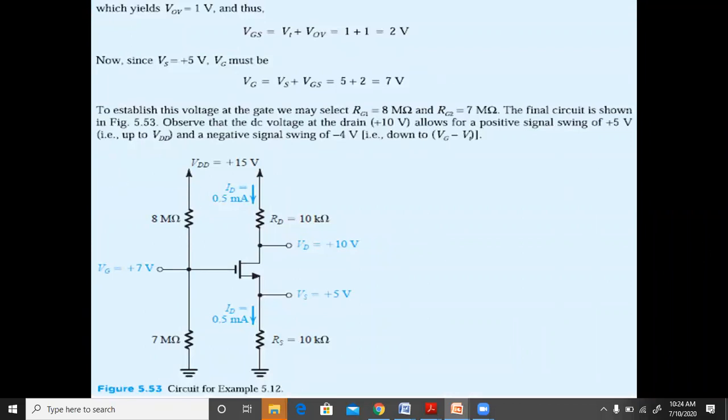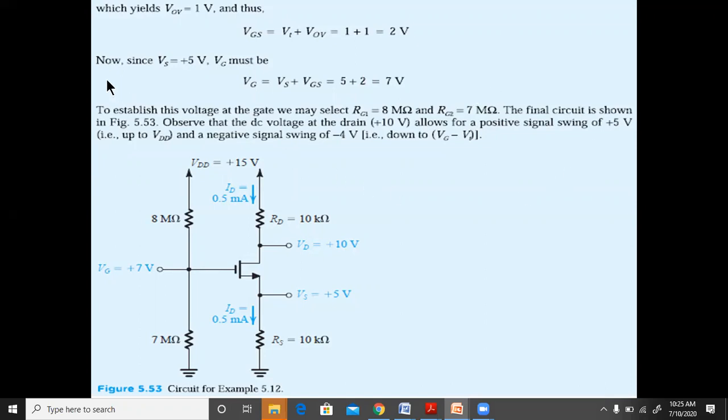And we know that VOV is equal to VGS minus VT. So that means VGS is equal to VT plus VOV, and that will give us 1 plus 1 volt. VT we have taken as 1 volt, and that's why that turns out to be 2 volts over here, right? VGS is 2 volts there.